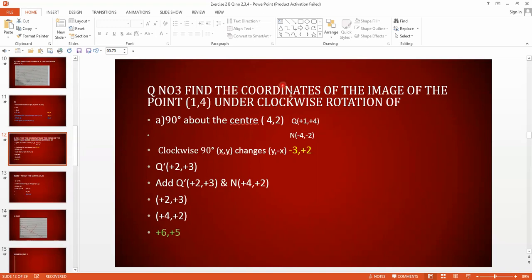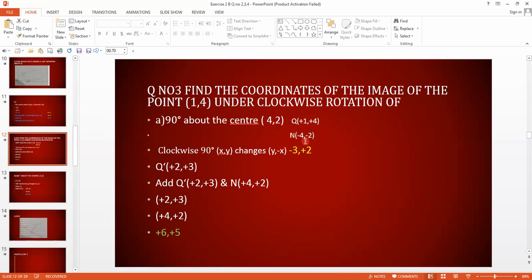And for moving that point to the center, it is necessary that we subtract the given center point, which is (4, 2), from this image point. What is the image point? (1, 4): x-axis is 1 and y-axis is 4. So we have to subtract this (4, 2). This 4 becomes minus 4 and this 2 becomes minus 2. We can give them any name: the first point (1, 4) I will call Q, and the second point N, I will call (-4, -2).